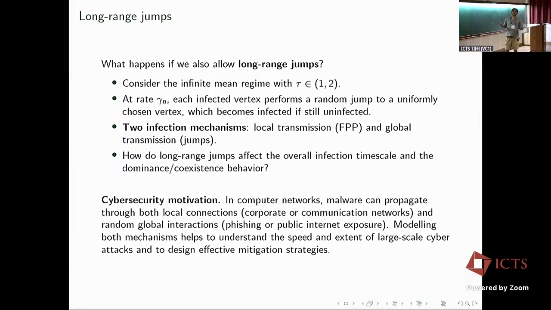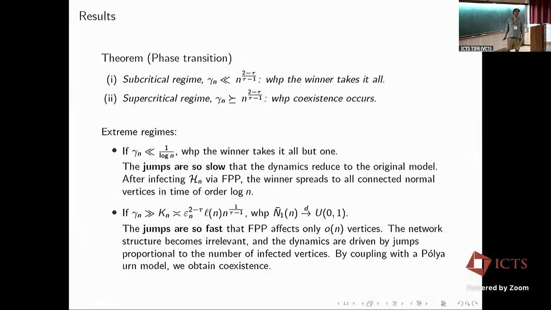Two types of infection mechanism. Of course, you have to understand how they compete with each other somehow and who wins depending on this rate, gamma n. And we want to understand, okay, what's the overall infection time scale? Is this changing this idea of the winner-takes-it-all / coexistence phenomenon? So we're still working on this, and we have some first results.